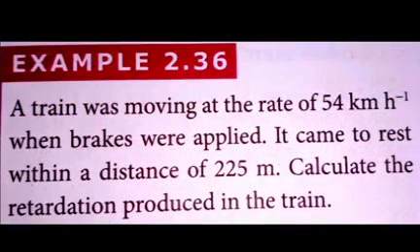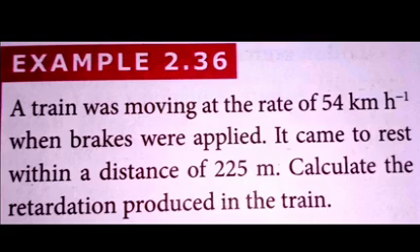Students, now we are going to see a very important problem in our example. Example 2.36. Now I read the question, listen carefully. A train was moving at the rate of 54 km per hour when brakes were applied. It came to rest within a distance of 225 meters. Calculate the retardation produced in the train. Retardation means negative acceleration.